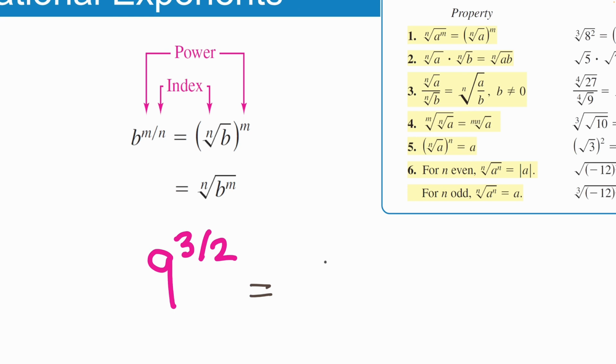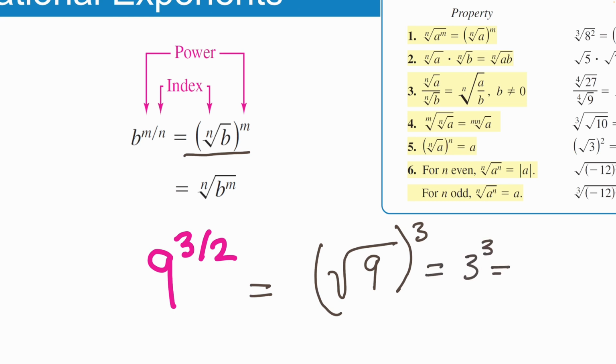So I'll do the square root of 9. And I don't have to write the 2 here because, again, the root of 9 is understood to be squared unless we write something else. And then that's raised to the cube power. So essentially I'm doing this first stuff here. And the square root of 9 is 3. So this is 3 to the third, or 27.